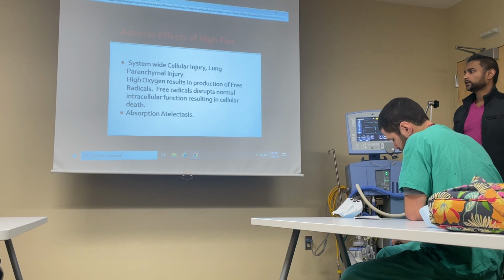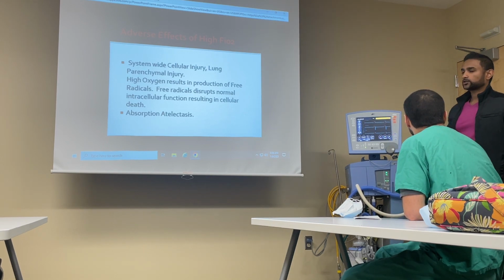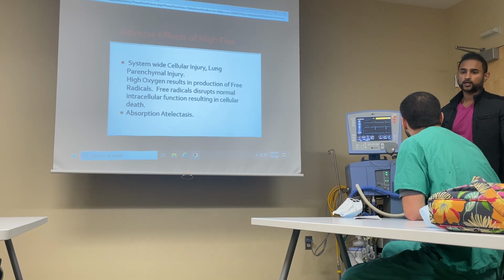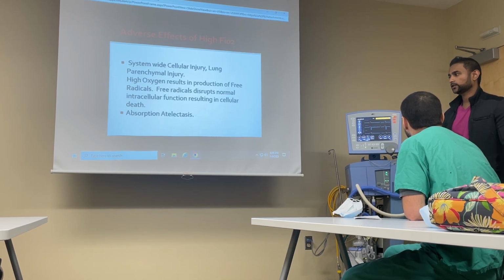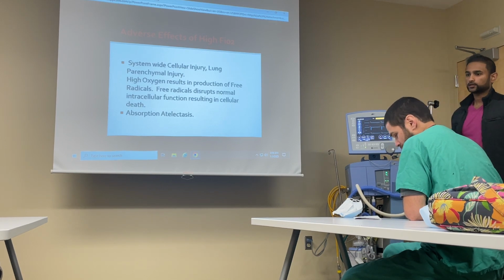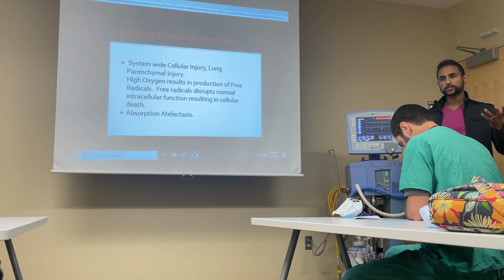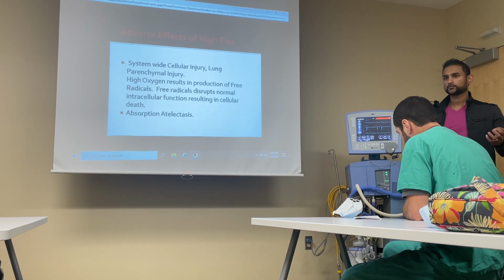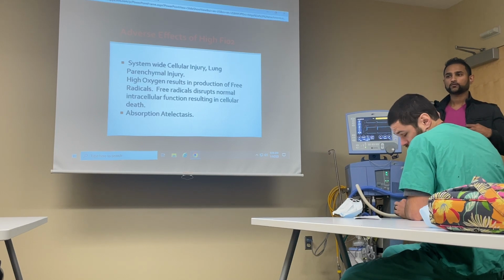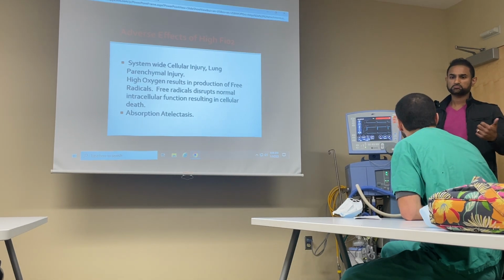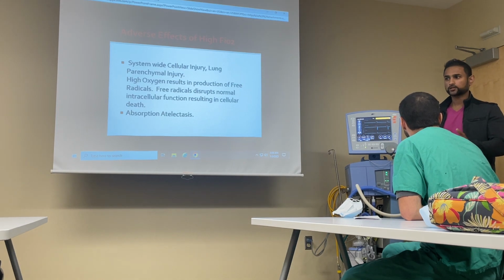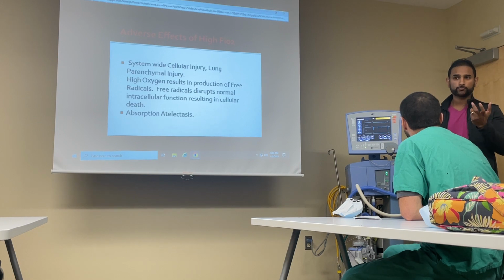Right. The other thing that we often don't run into is called absorption atelectasis, right? High oxygen can cause absorption atelectasis. What does that mean in fancy terms? Think about it this way. When you're breathing in room air, you're not just breathing in 21% oxygen. What else are you breathing? What else is in the atmosphere? Nitrogen, maybe trace amounts of CO2, helium, argon, you name it, right? But the major concentration of molecule we're breathing in is nitrogen, which is, I think, 78, don't quote me on it, but I think 70 to 78%.